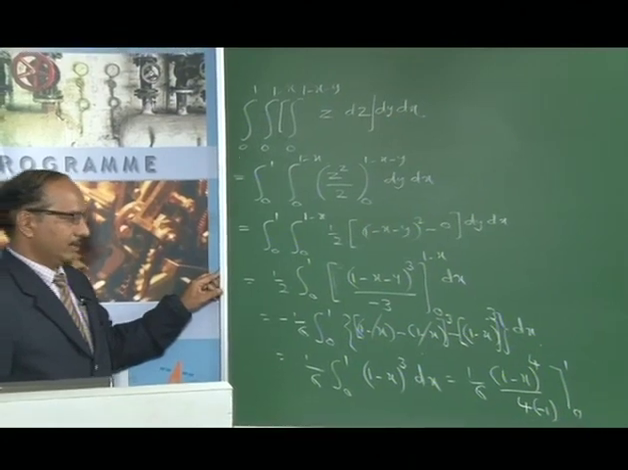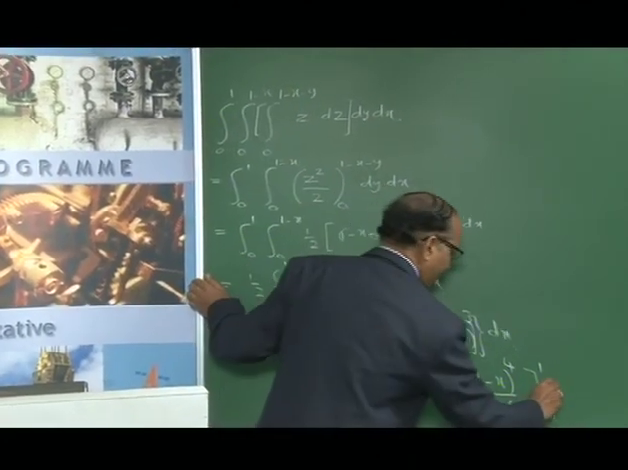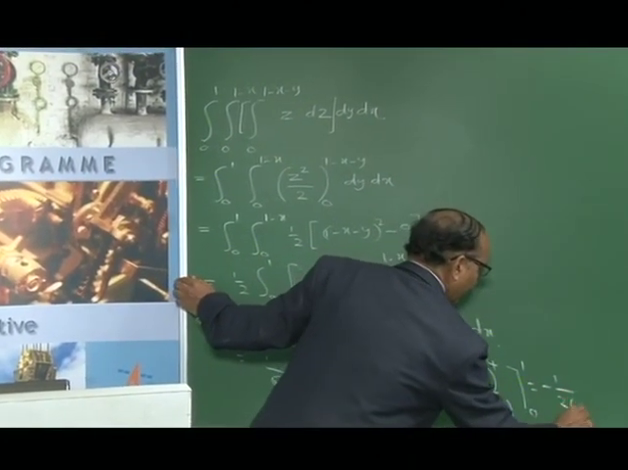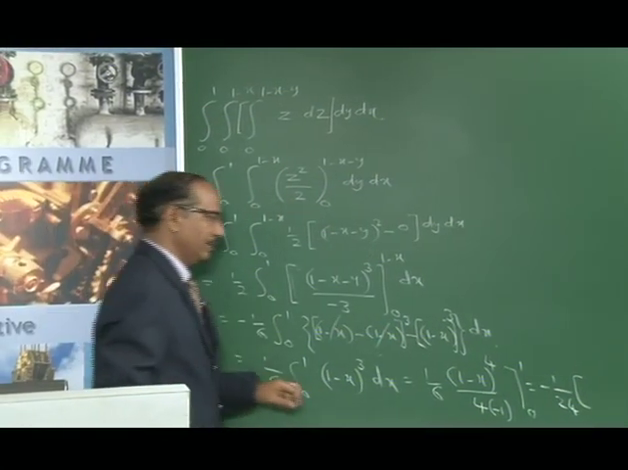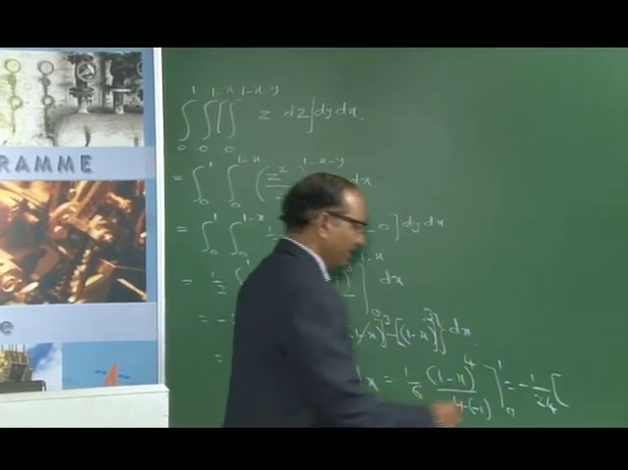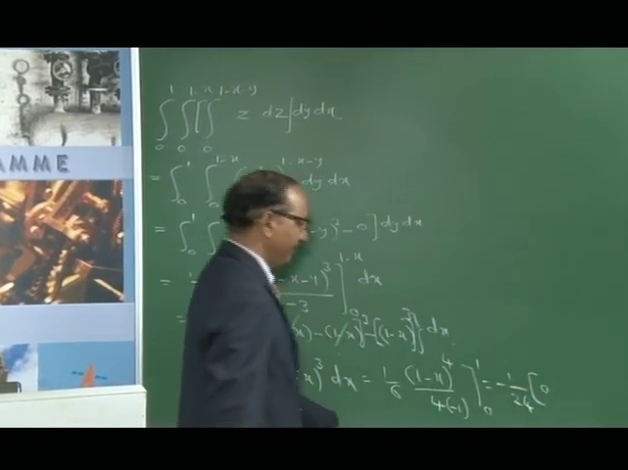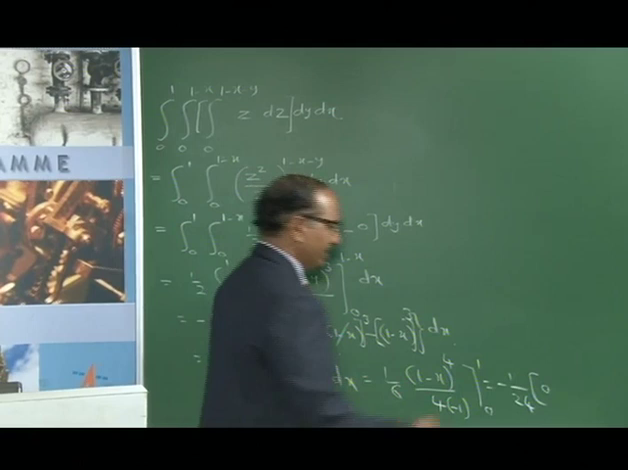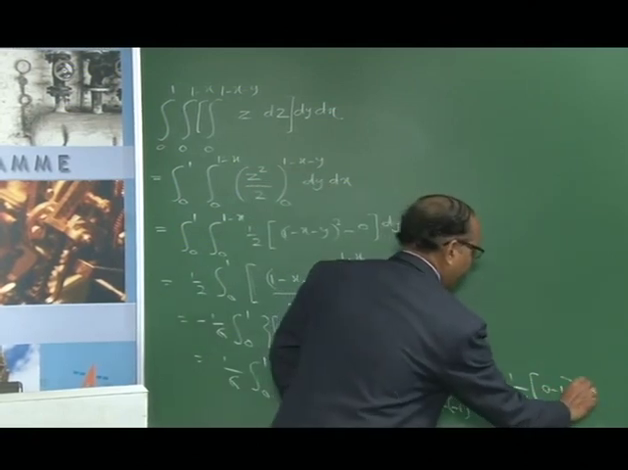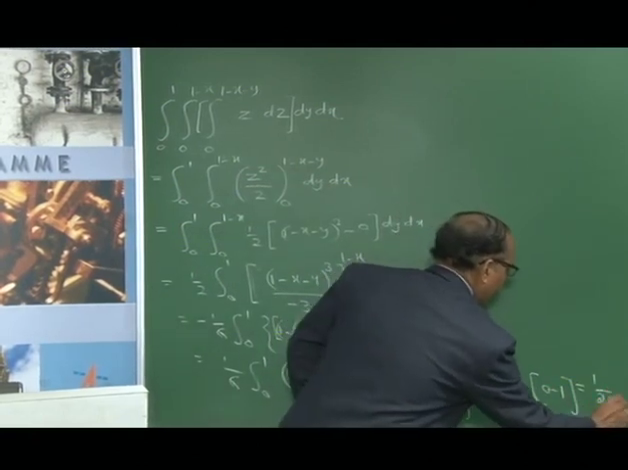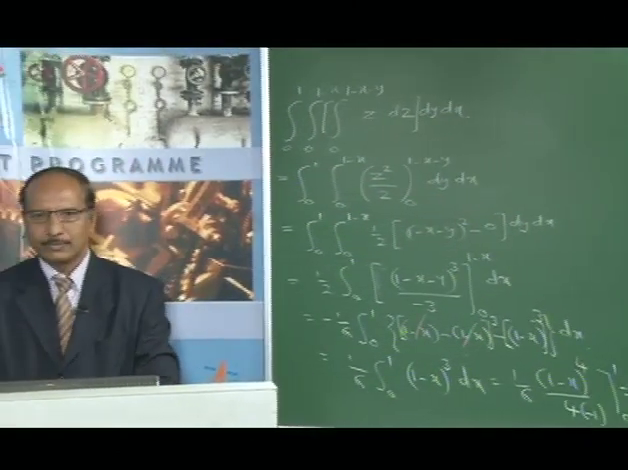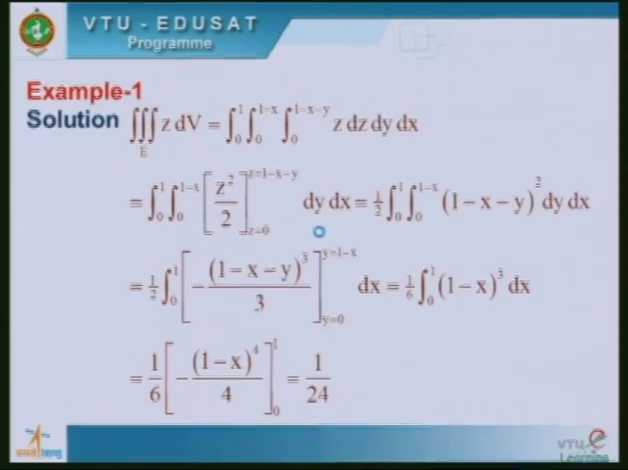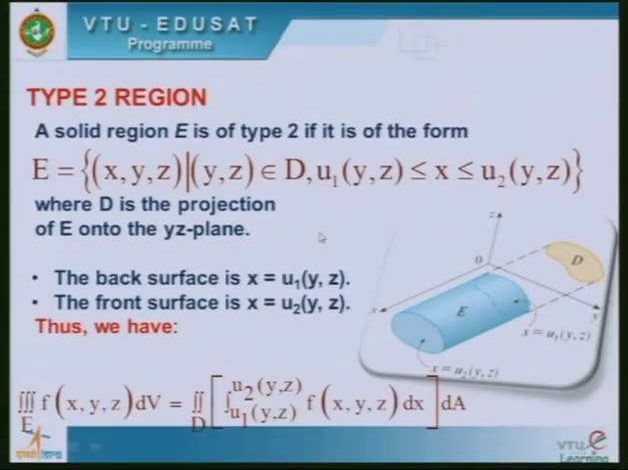So, it is minus 1 upon 24. Now, substitute the limits. When x equal to 1, it is 1 minus 1, 0, that is the upper limit value, and x equal to 0, 1 minus 0, that is 1. So, finally, it is 1 upon 24, the value of the triple integral. Now, that was the region of type 1.